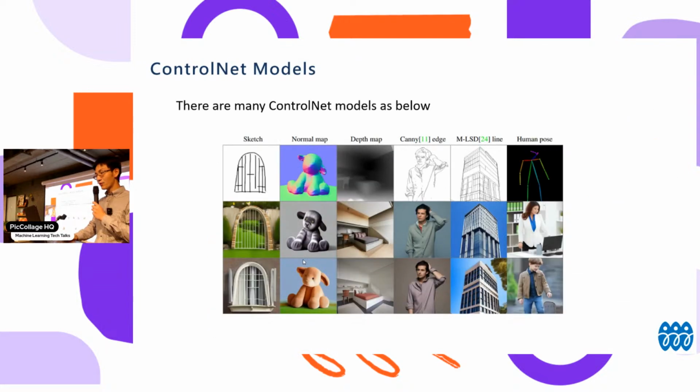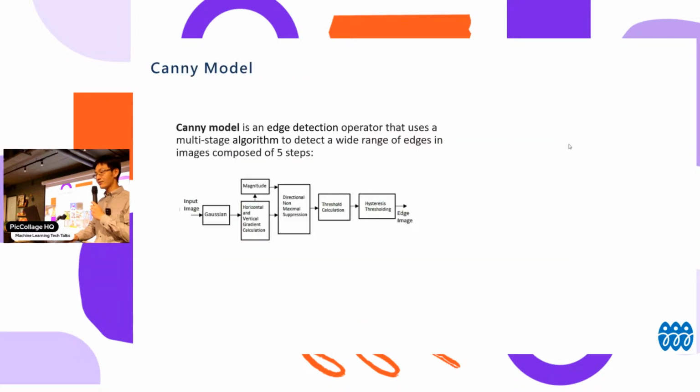There are several models for the ControlNet, like sketch, normal map, depth map, Canny edge, MLSD, and human pose. I will select some of these and explain how they work. First one is the Canny model. Canny is an image processing model that can be used for edge detection, and it is composed of 5 steps.